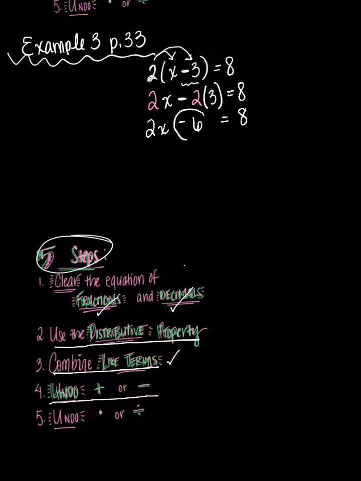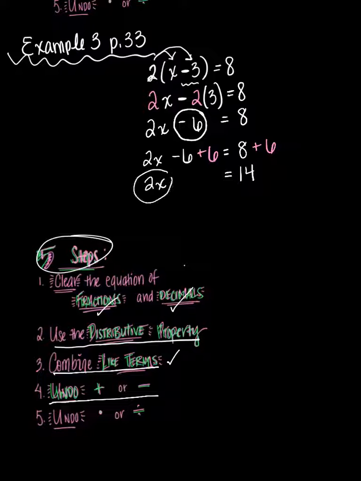I've got some subtraction going on here, so I need to do the opposite. The opposite of subtraction is addition, so what I do to one side, I've got to do to the other. So I'm going to add 6 to both sides here, and I end up with 2x equals 14. Now, I still have something going on here. Is it addition, subtraction, multiplication, or division? It's multiplication. The only thing that undoes multiplication is division. So I'm going to divide both sides, and I get x equals 7.